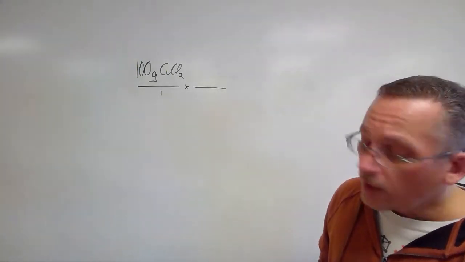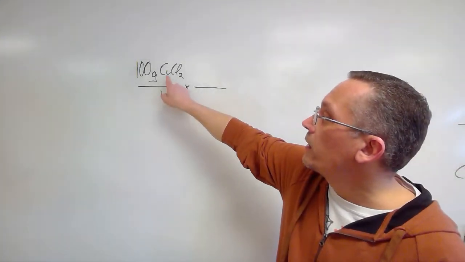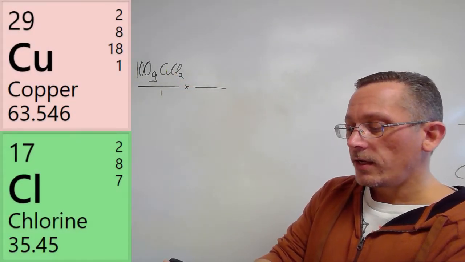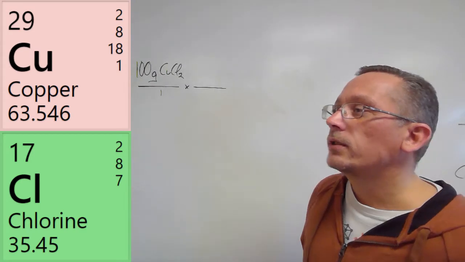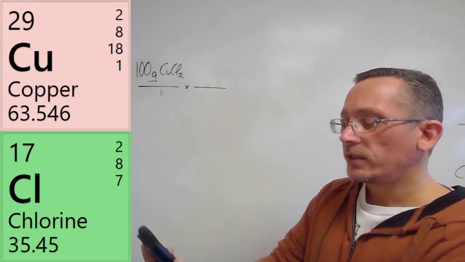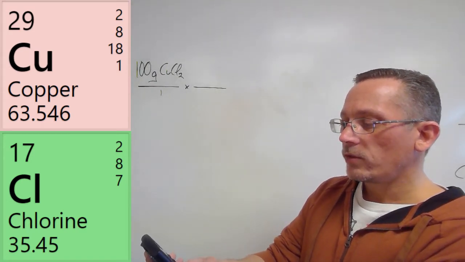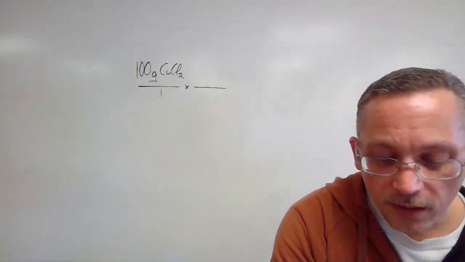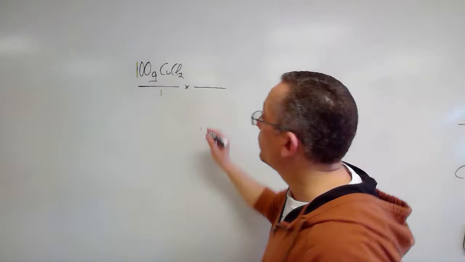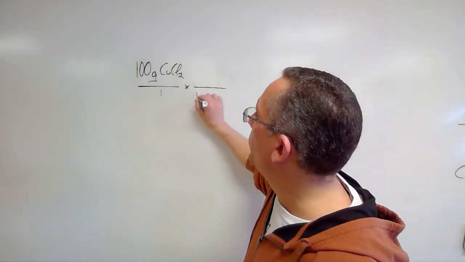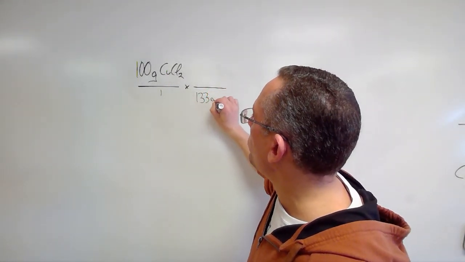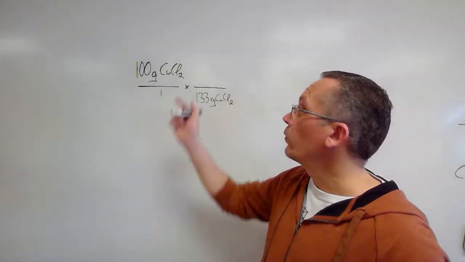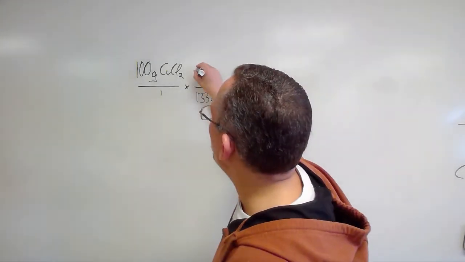So I'm going to go to the periodic table, and I'm going to add up CuCl2. So I'm going to add that up here. See, copper is 63, and chlorine is 35, and there's 2 of them. So this adds up to about 133 grams. Since I want grams on bottom, and then of course we're going to put 1 mole in the other place here.